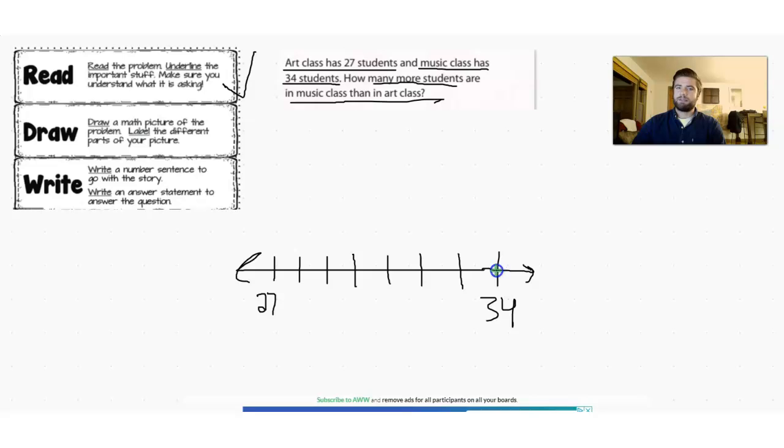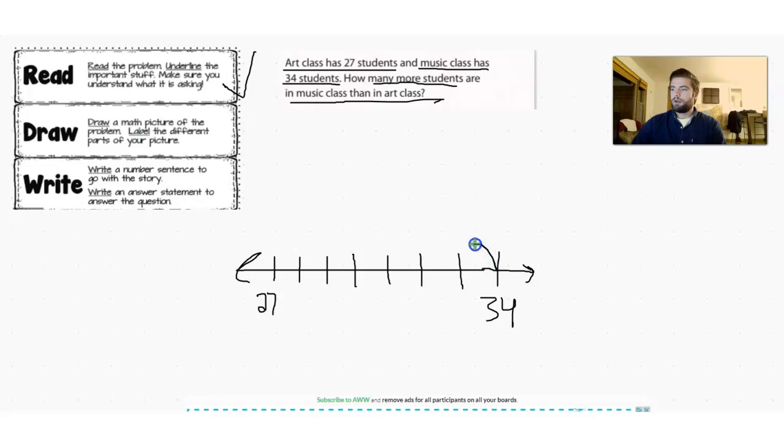The next step, since it's a subtraction problem, is we want to start at 34 students and see how many jumps it takes for us to get all the way back down to 27. That will tell us what the difference between 34 students and 27 students is, and then we'll have our answer. So let's do that together. You can count with me if you want.